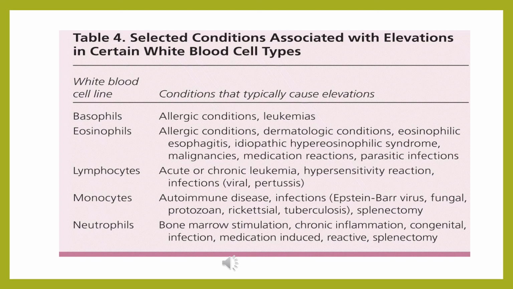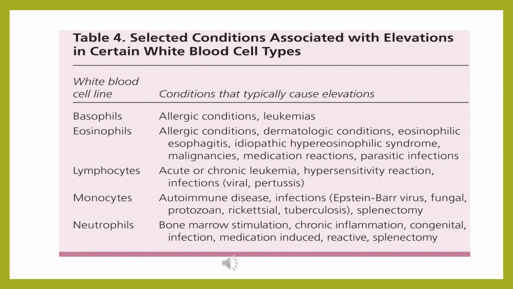Next, lymphocytes get increased during acute or chronic leukemia. Leukemia is a blood cancer, we know that. Lymphocytes also get increased during hypersensitivity reaction, infection by virus, and pertussis. Pertussis means whooping cough.